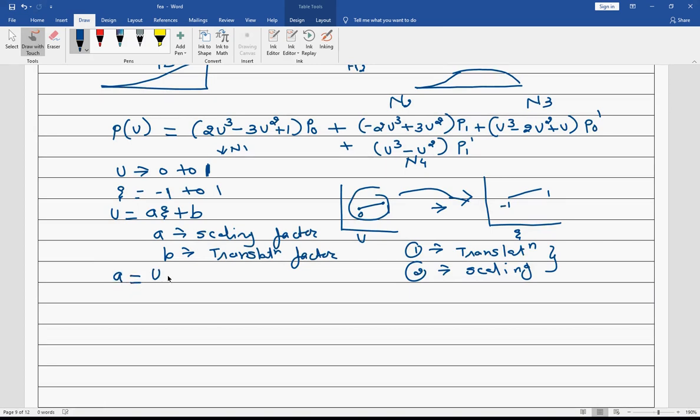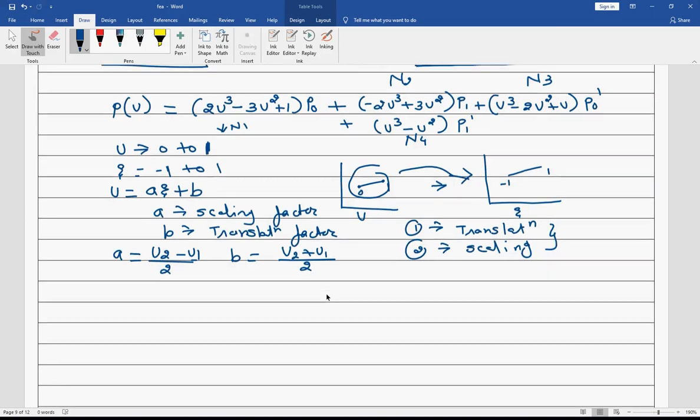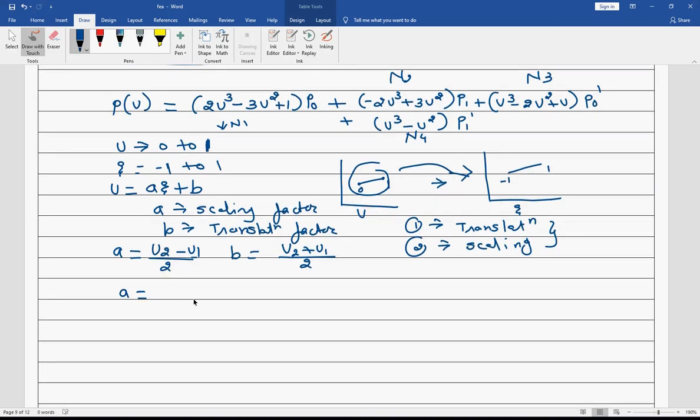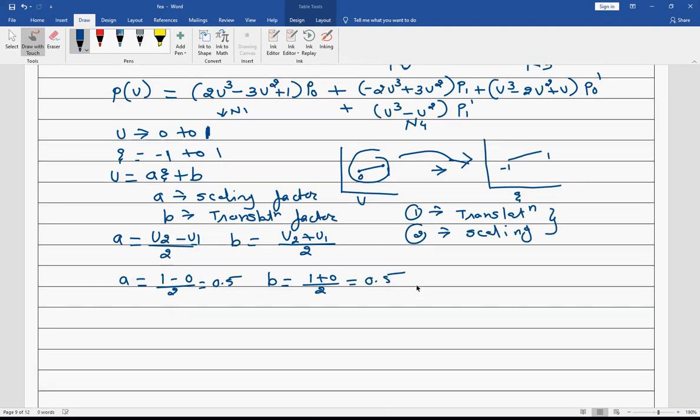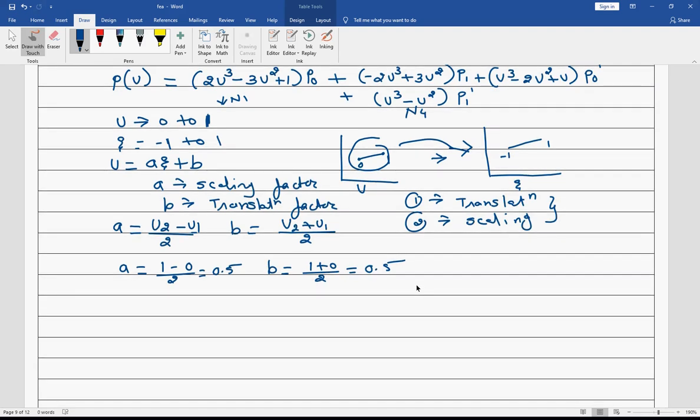So to get a, how do I do it? It is always u2 minus u1, the limits, divided by 2, and b equal to u2 plus u1 by 2, where u1 and u2 are the limits of the variation in u. Therefore a I can write as 1 minus 0 by 2, that comes to 0.5, because u varies from 0 to 1, and b equal to 1 plus 0 divided by 2, that comes to 0.5. So just write this down please quickly.